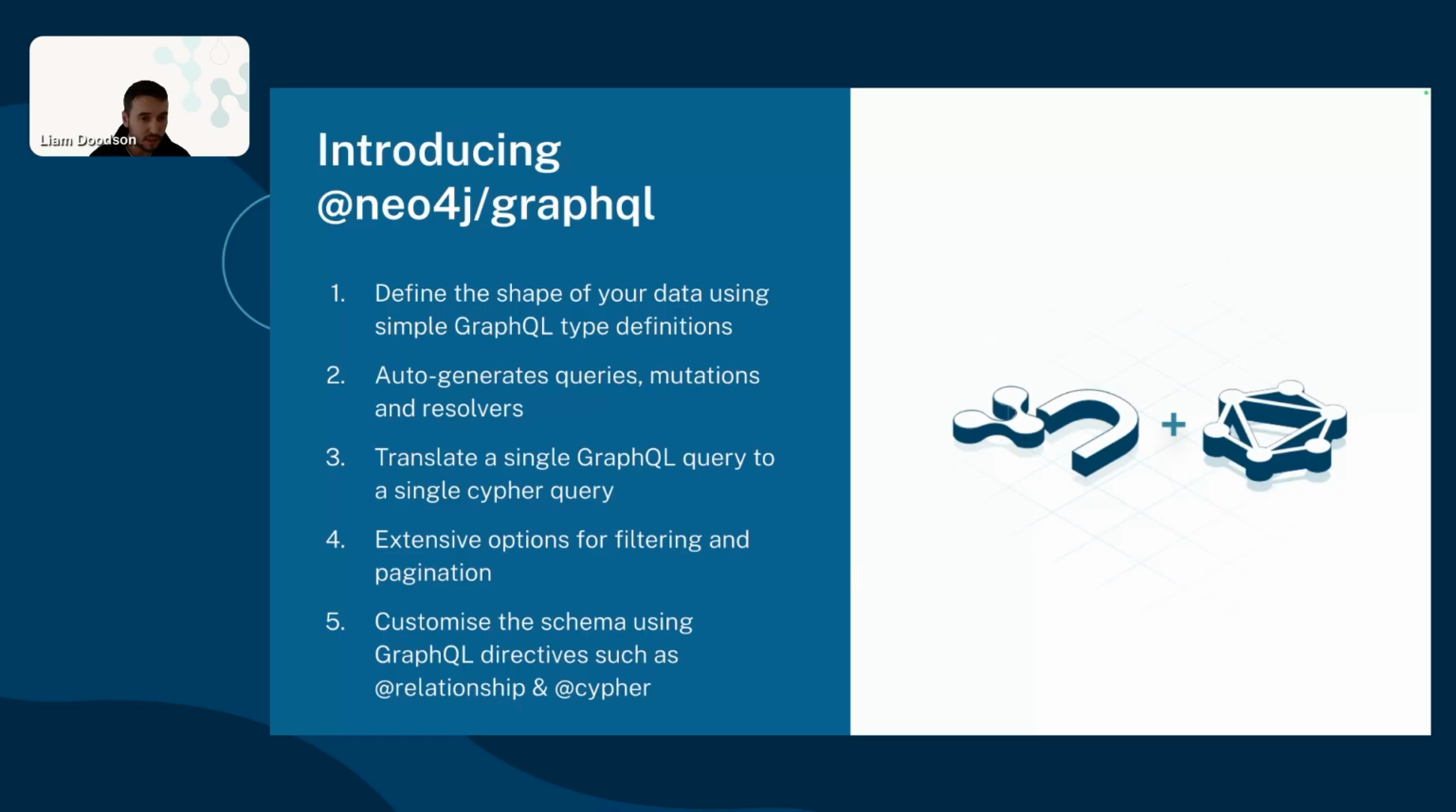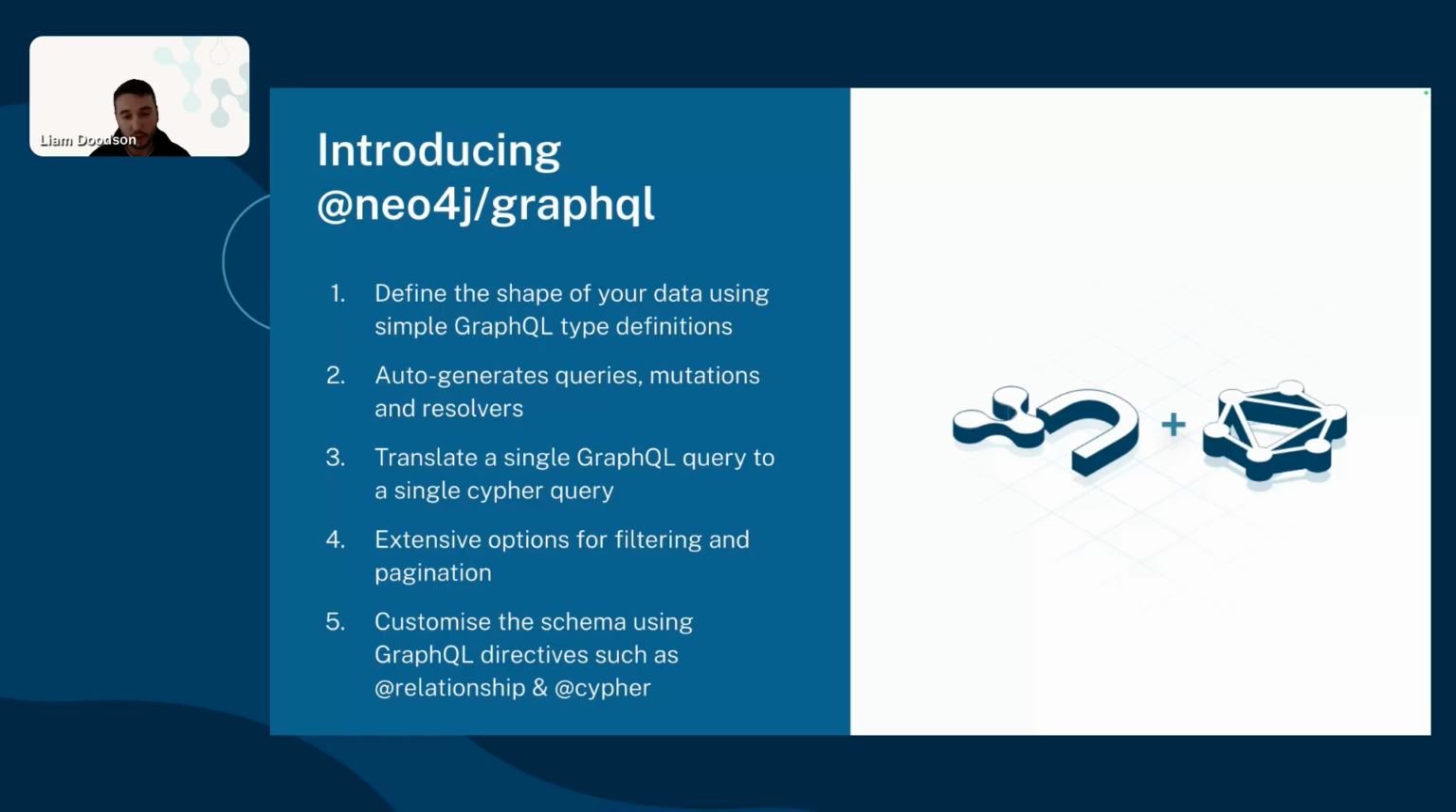And then to solve that performance issue, instead of doing lots of little different Cypher queries, we'll translate a single GraphQL query into a single Cypher query, which is going to hit our database. And then we also provide extensive options for filtering and pagination. So that, again, we make sure you're not going to be fetching any more information back than you need.